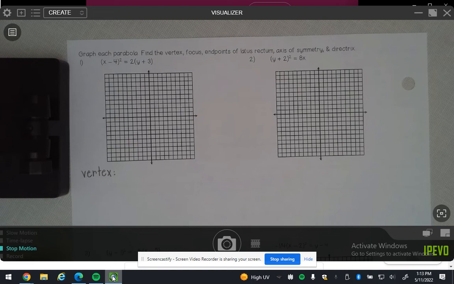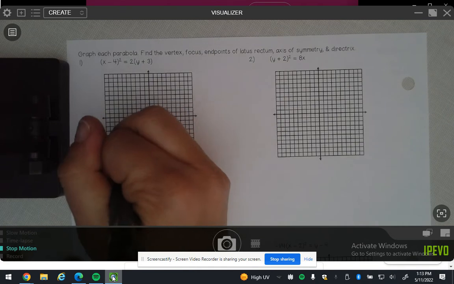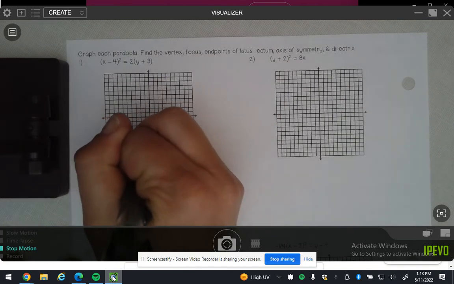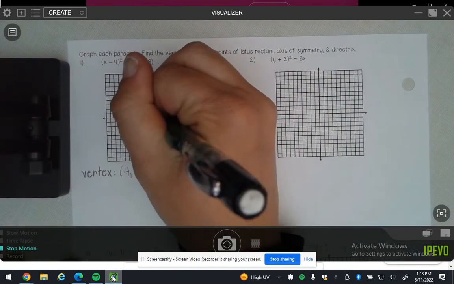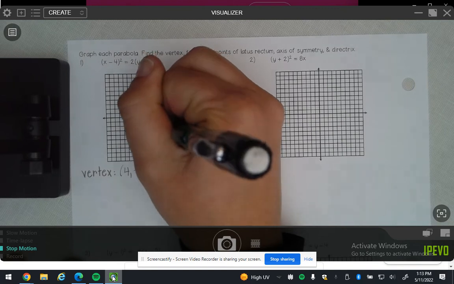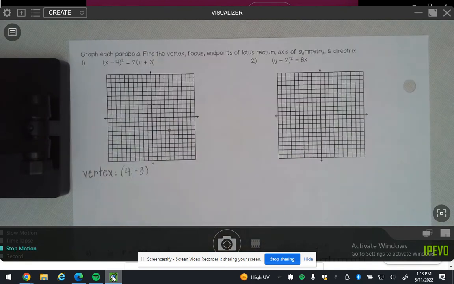Oh, gross. Yeah. Okay, vertex. Vertex is h, k. So my vertex for this parabola is what? 4, -3.